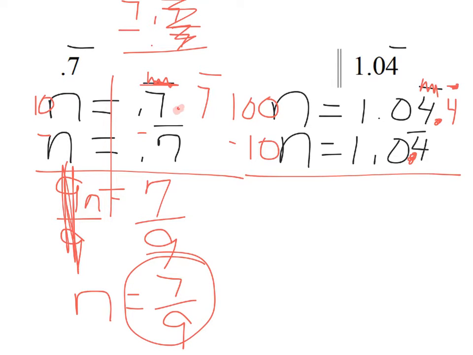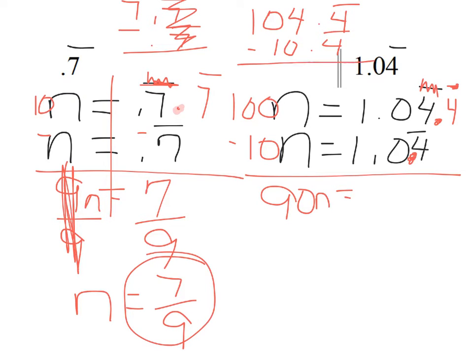Now I subtract, I've got 100n minus 10n, so that's 90n. On the right hand side, let me rewrite it out so you can see what I'm doing. I've got 104.4 repeating. Take away, it's now 10.4 repeating. So I can see that whenever I do this subtraction, the repeating part is going to go away because that's just 0. So I need to just think, what's 104 take away 10? Well, that's going to be, show you the math, 94.